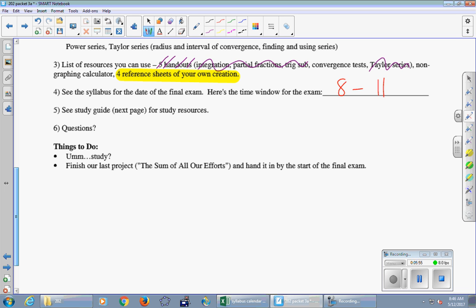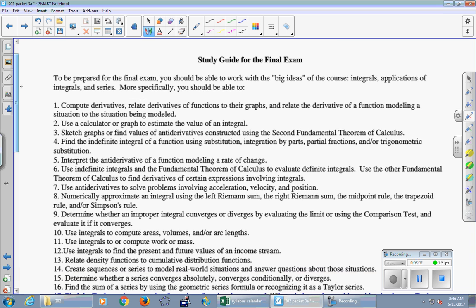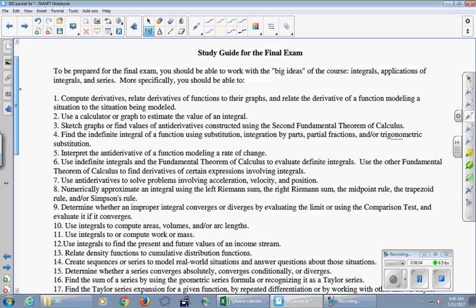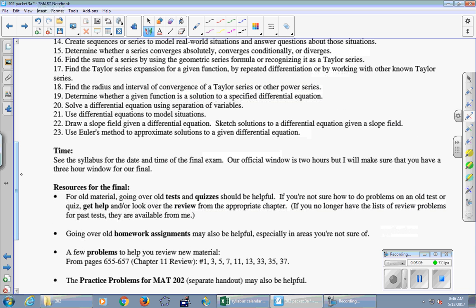Okay, so there are some resources on the next page. This is our study guide for the whole semester. It's a very brief list, 23 things, but some of these things, like I said, cover like a week of hard stuff.